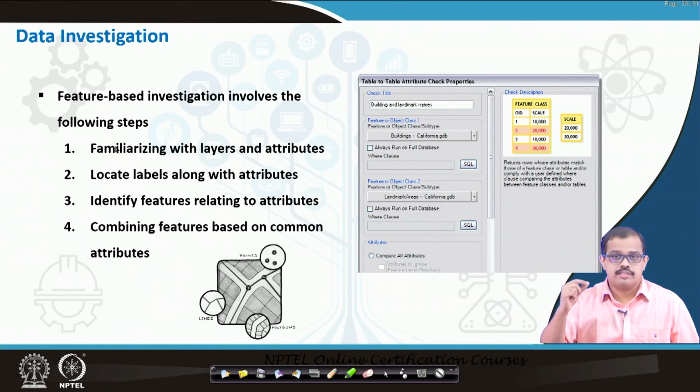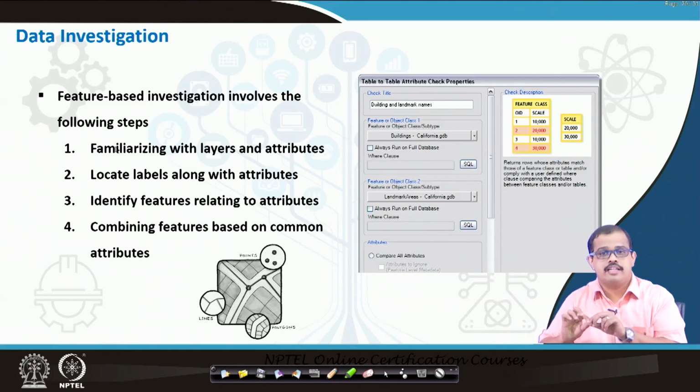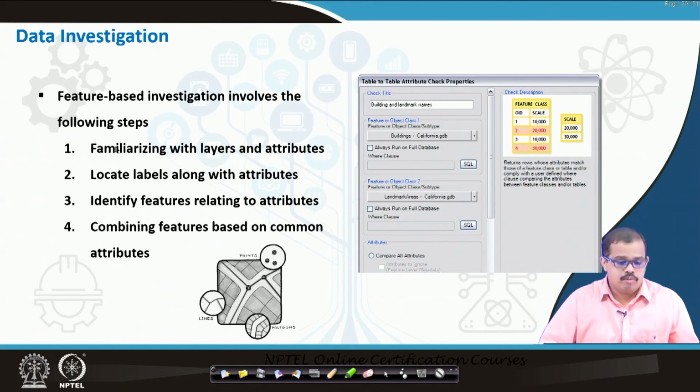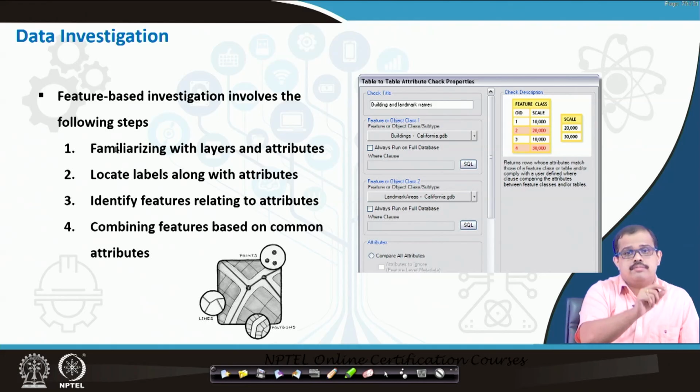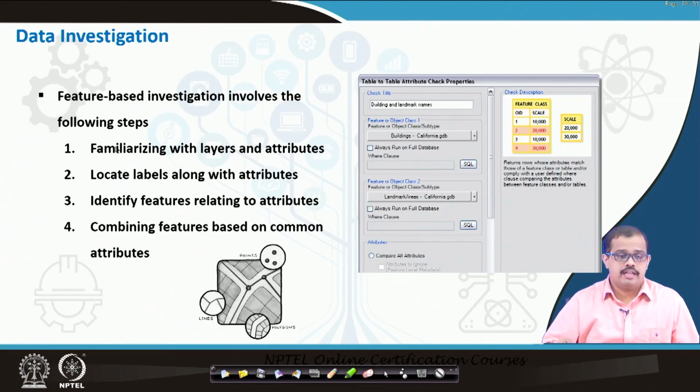Then locate labels. I didn't explain about the labels in my last class. Locate those labels which are linked to these attributes. Once you have located those labels, it becomes easier for you to understand what kind of data it is and how it can be used. Then identify features relating to the attributes: what the different features are, how they can be related to the attributes, and how these attributes can be a helpful aspect in identifying information in that particular map.